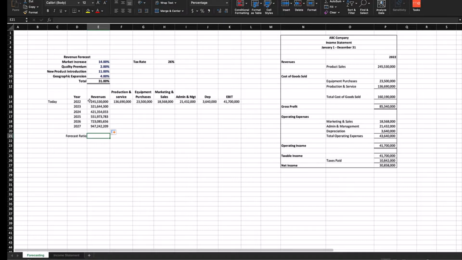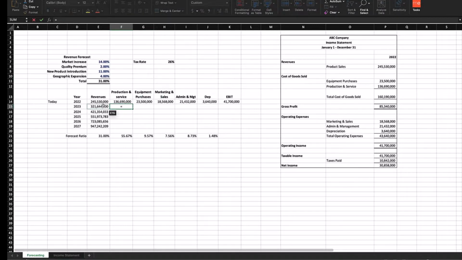So the forecast ratio for this would essentially just be the 31%. And the forecast ratio for the product and services area is going to be essentially the first year divided by the first year's revenue. And we're going to hold this revenue constant so we can just drag it across. We don't do this for EBIT because EBIT is calculated for us. Well, right now it is, but we can calculate EBIT, so we're going to go ahead and not do that.